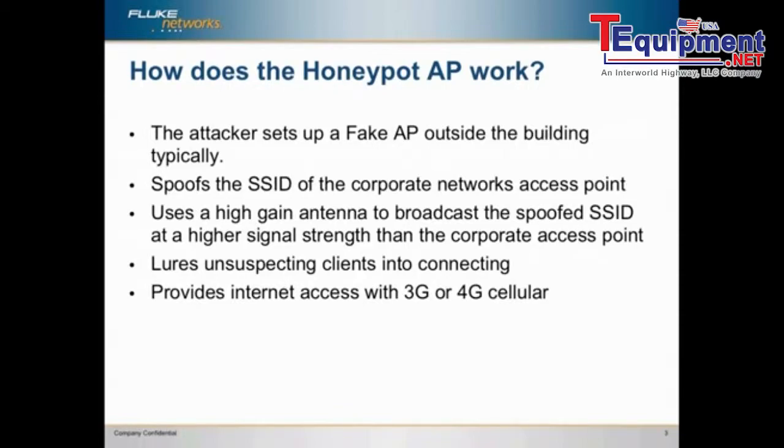He can do this by running a deauthentication attack against the legitimate or the target access point, kicking the users off that to then potentially connect to his Honeypot AP. And he can also provide internet access using a 3G or 4G cellular card to make it a little more transparent to the end user.